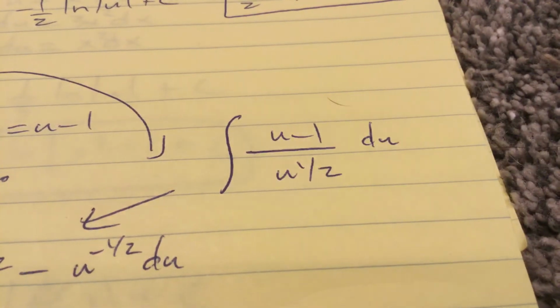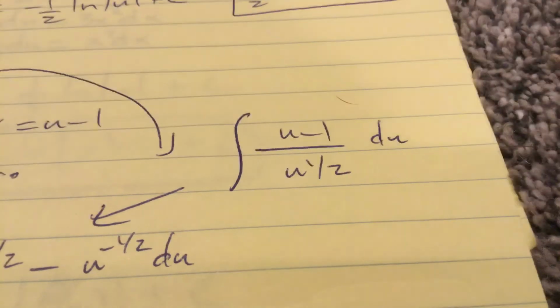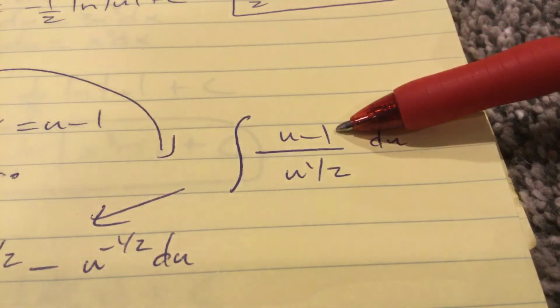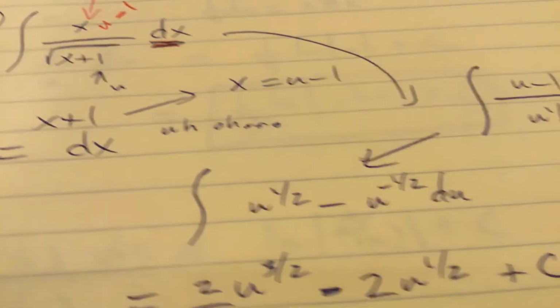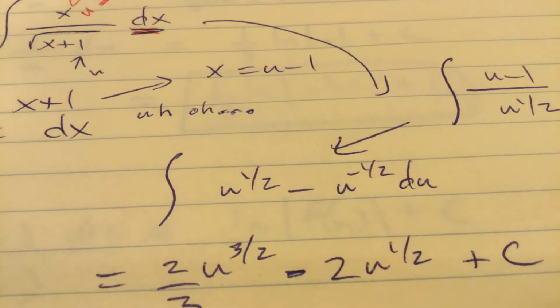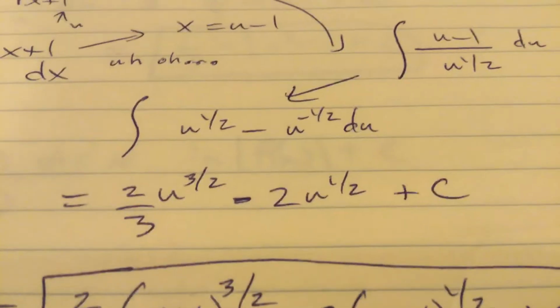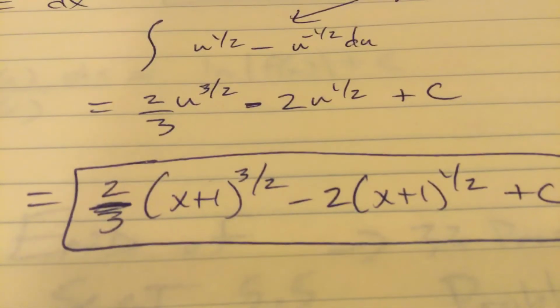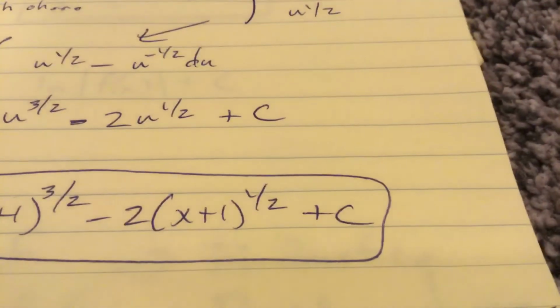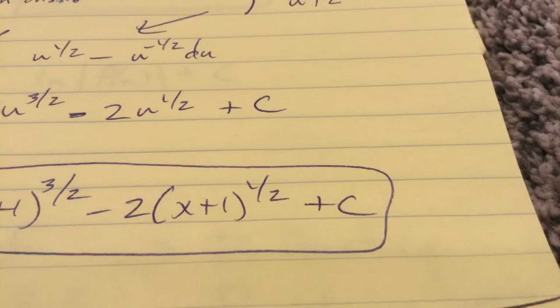It's going to be u minus 1 over u to the 1/2 du. Divide both u and negative 1 by u to the 1/2. And that's what I get. 1 power up divided by the new power, plus c. Well, what is u? u is x plus 1. So plug that back in for u. All right. That was the 30th example, believe it or not, that these videos cover.